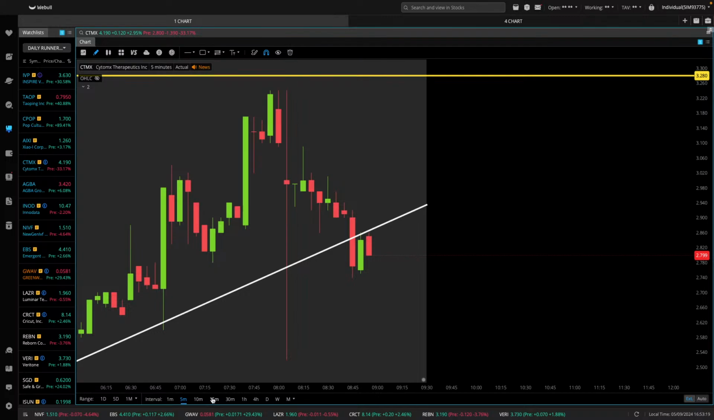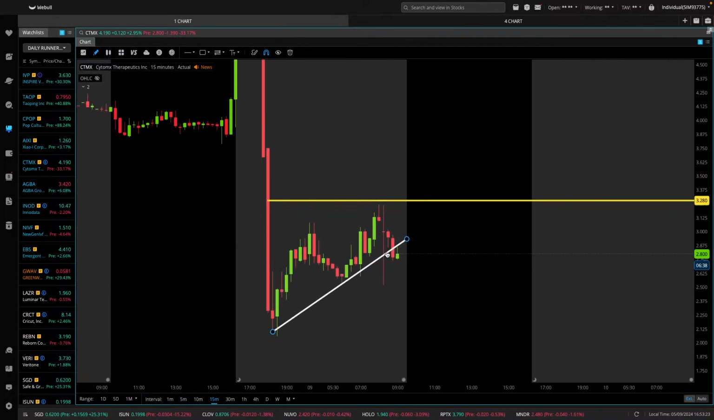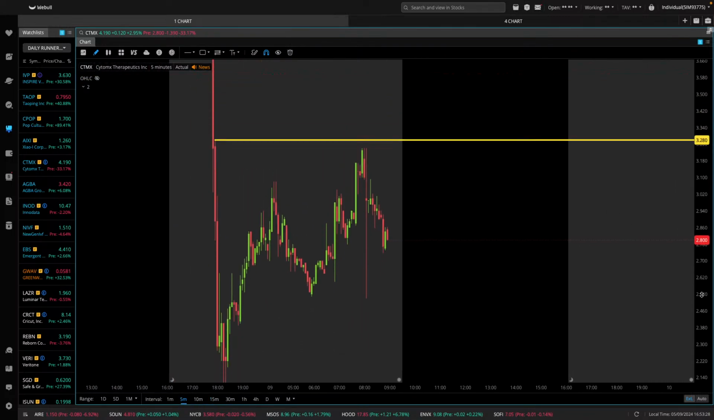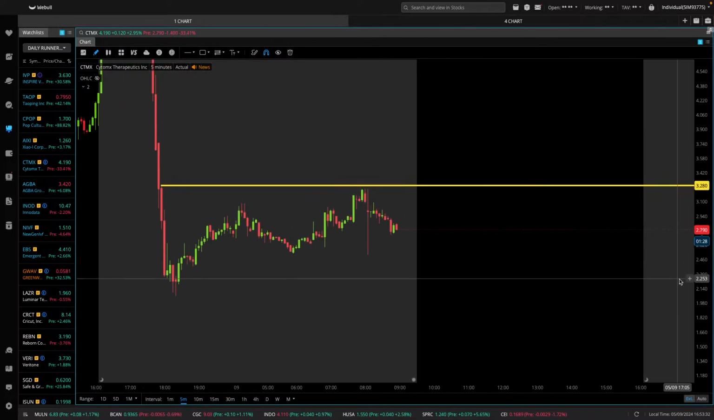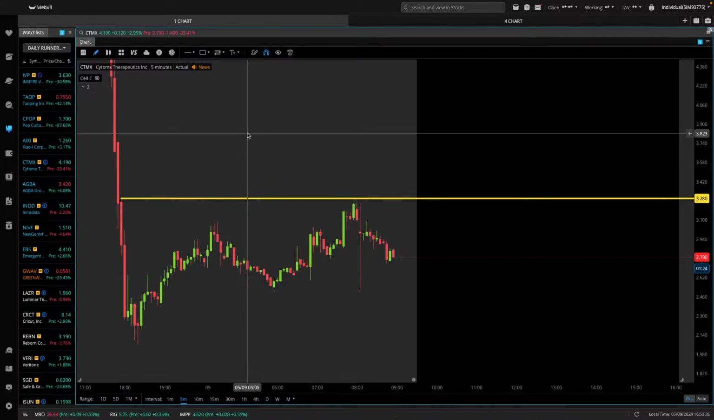CTMX. I don't know what the hell happened to this thing last night. I was sleeping, so I don't know. On the 5-minute chart, it wasn't anything until 3.28, which is this major resistance double top here. So yeah, nothing on this, to be honest with you. I'm not really interested in this.